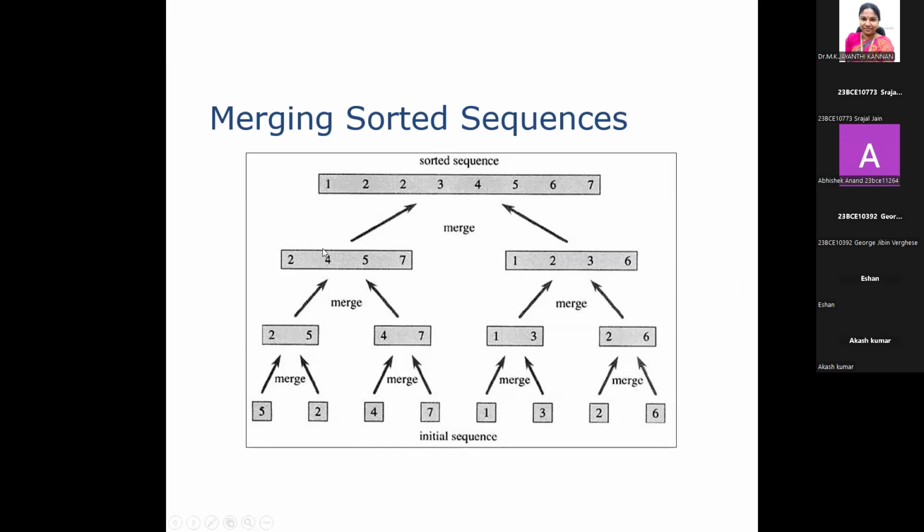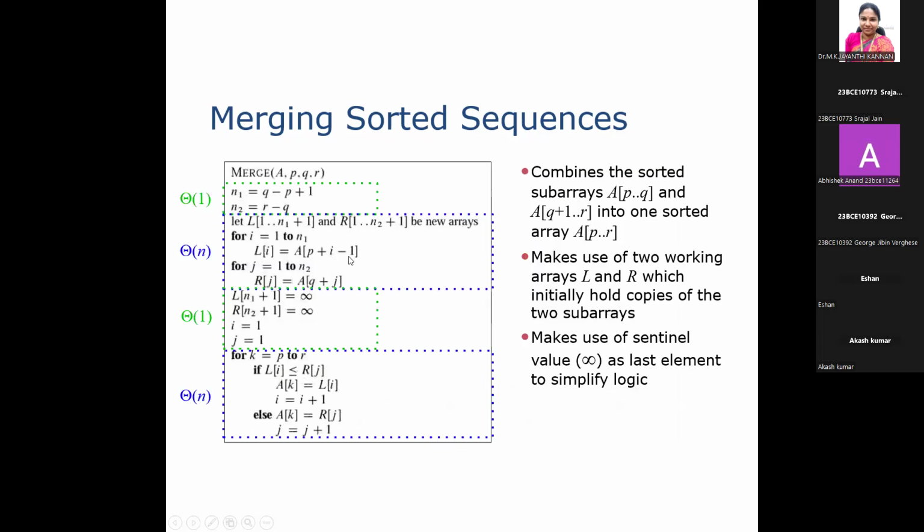We are getting 4 elements. The 4 elements you sort. Merge these two subsequences. They are already in sorted form. We are getting a subsequence of 4 elements. Now you sort the 4 elements. Again, you merge these two subsequences which are already in sorted form. Merge and sort. So in that way, we are sorting and merging.